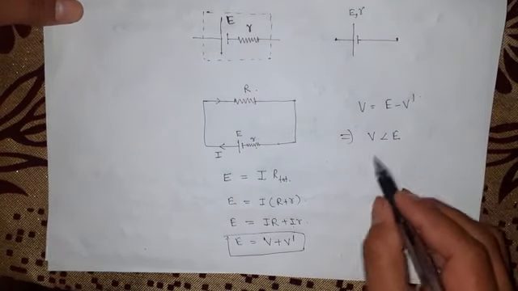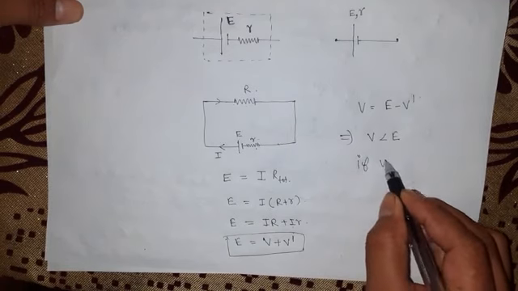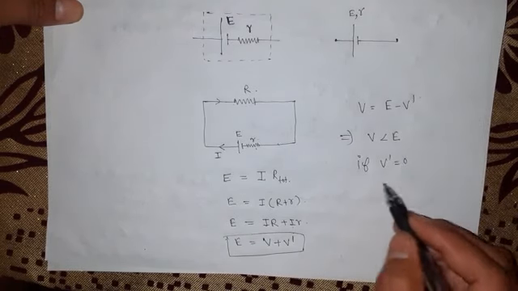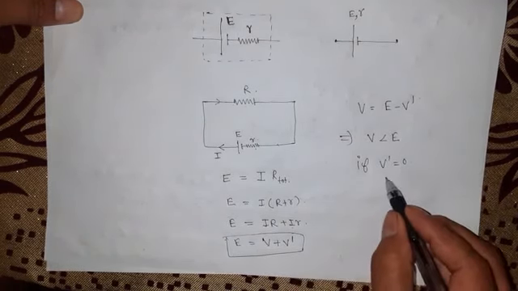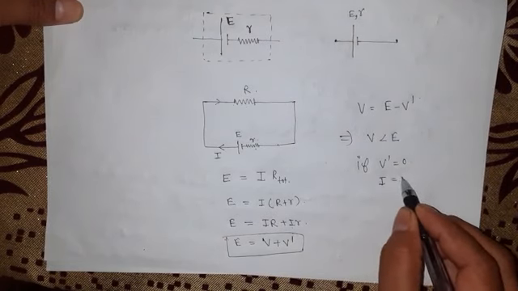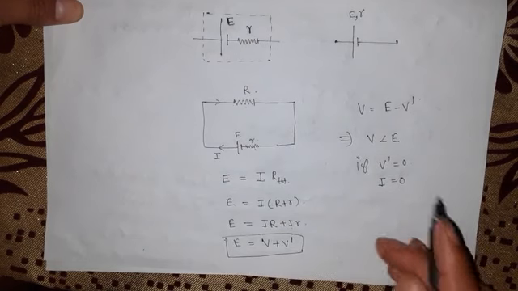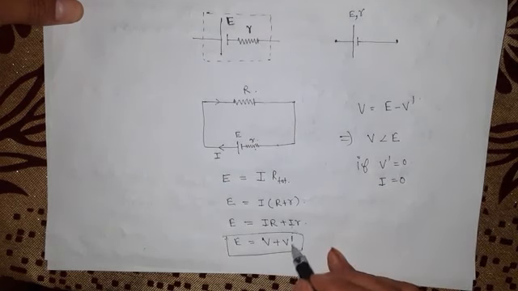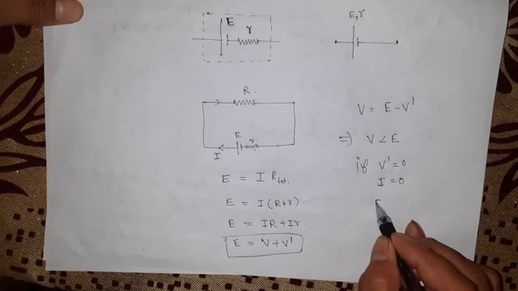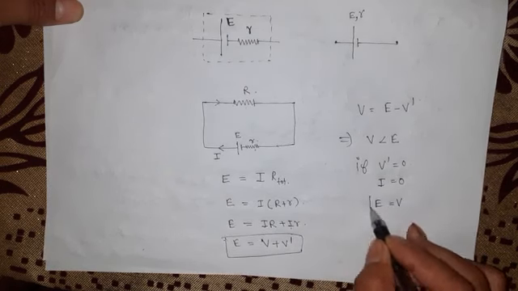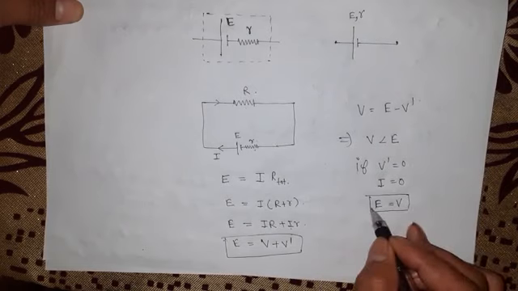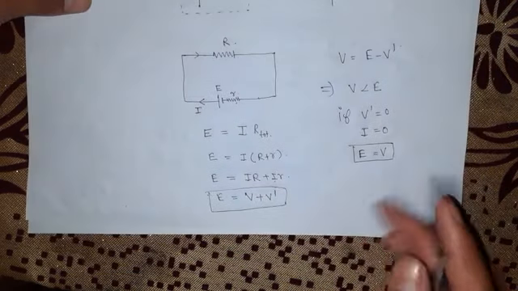एंड over there, V dash is 0 when there is no current drawn from the cell. अगर हमारे पास I 0 हो जाता है तो V dash क्या हो जाएगा, 0 हो जाएगा. Now if over there this V dash is 0, that means E is equal to V. तो हमारे पास जो टर्मिनल पोटेंशियल डिफरेंस है वो किसके बराबर हो जाता है, EMF के बराबर हो जाता है.